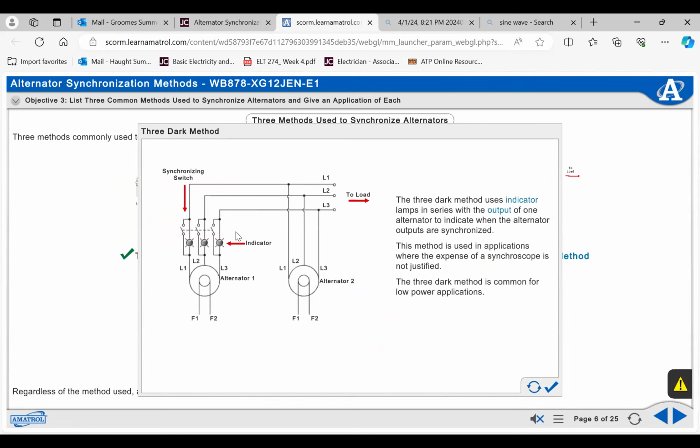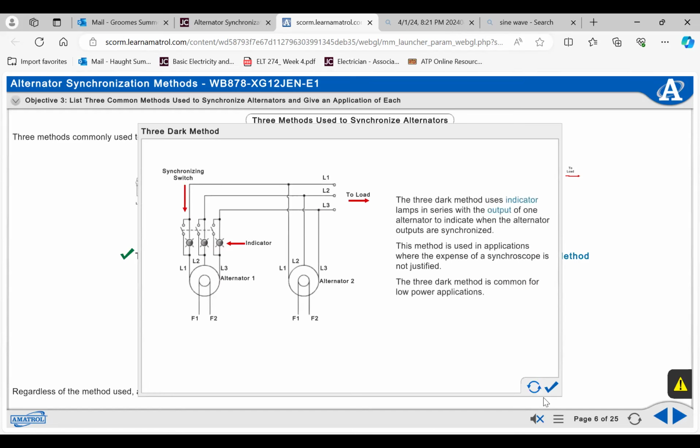Essentially, 3 dark just means they're utilizing lamps. Maybe I'll search for a picture if we have time in a minute, but essentially there are 3 lights in the 3 dark method. And the idea is once these 2 alternators are synchronized, the 3 lights are going to beat at the same drum. They're going to be getting dark and getting bright at the same intensity at the same time, and that's going to indicate that both alternators are synchronized.